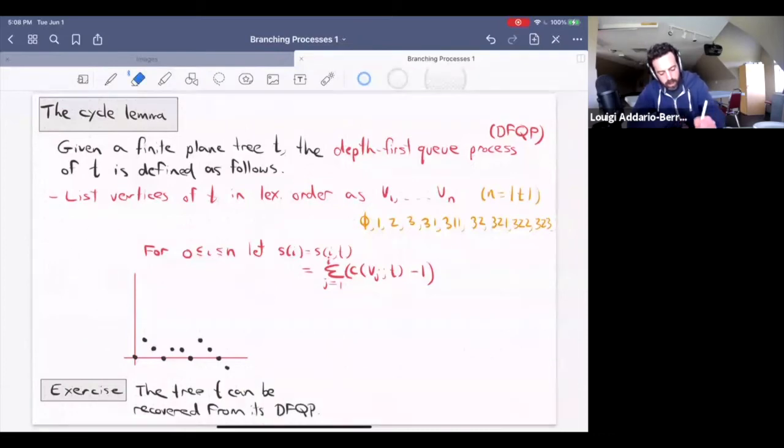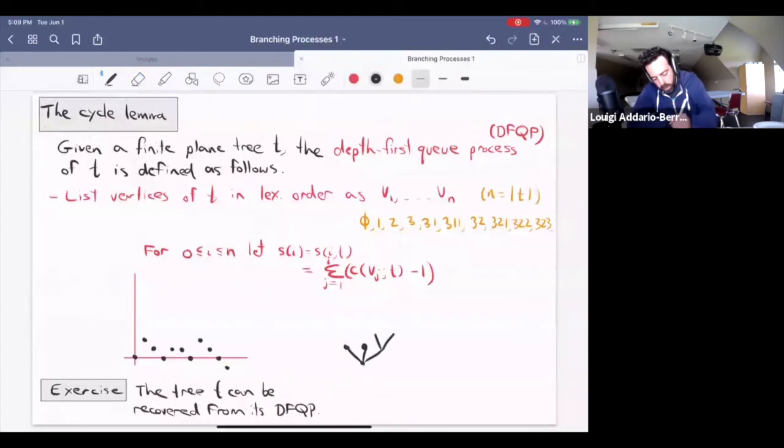If I erase the tree and only show you this picture, well, the fact that the first difference in the sequence is two means that the first node that we explored must have had three children, right? So that tells us the root has three children. Then we see two down steps. So the first two children have no children of their own.